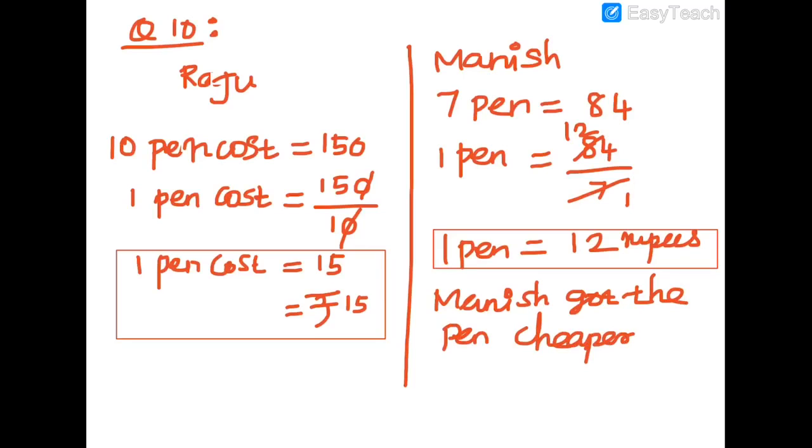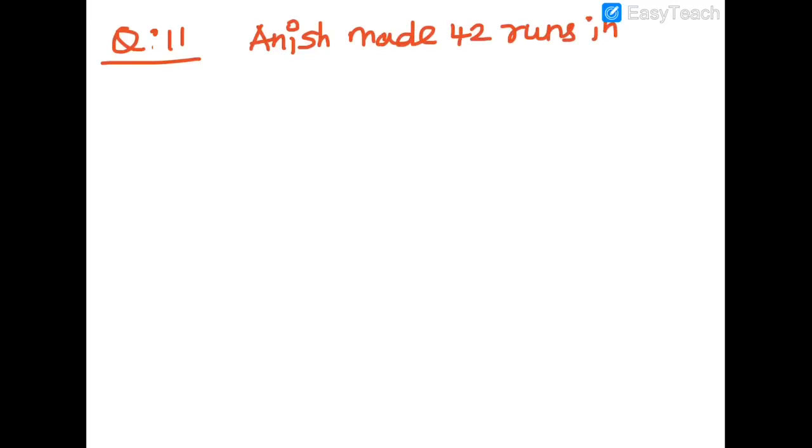Okay students, the next problem is the last problem, question number 11. So what is given in question number 11? Anish made 42 runs in 6 overs. So Anish made 42 runs in 6 overs.